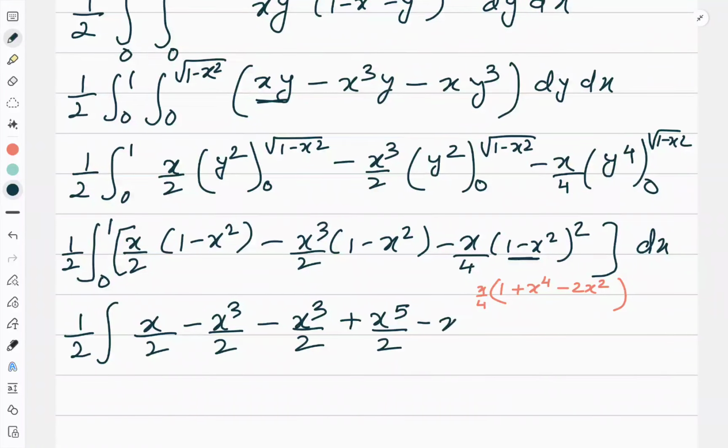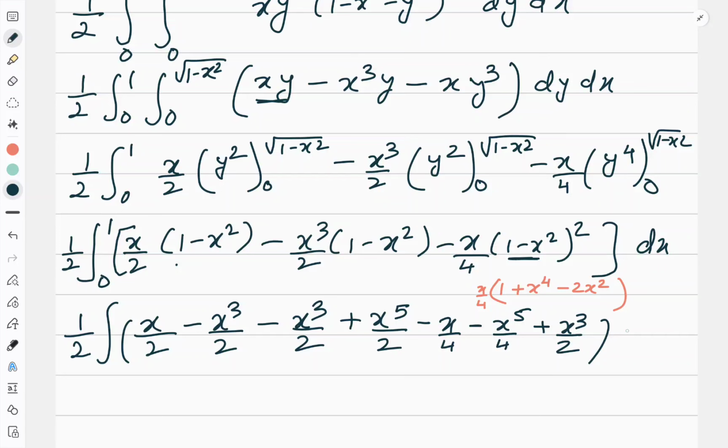So first term will be minus x by 4. Second term will be minus x to the power 5 by 4. Third term will be minus will become plus. So plus x cube by 2. Right, so once again let me check. First term is x by 2, correct. Second term is minus x cube by 2, correct. Then minus x cube by 2, correct. Then plus x to the power 5 by 2, correct. And this is we have done, right?